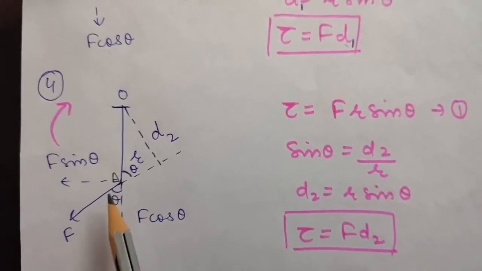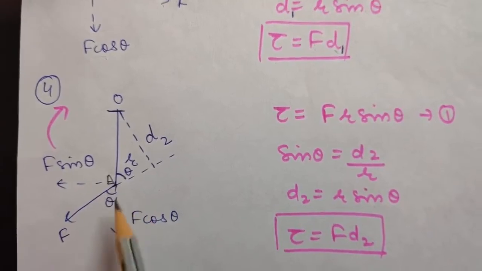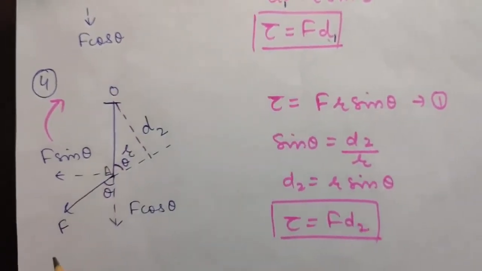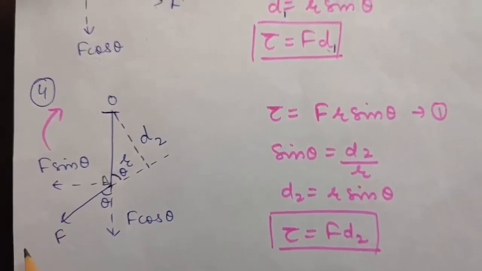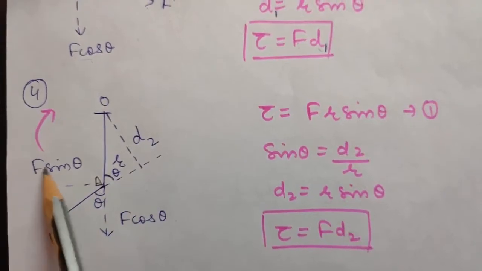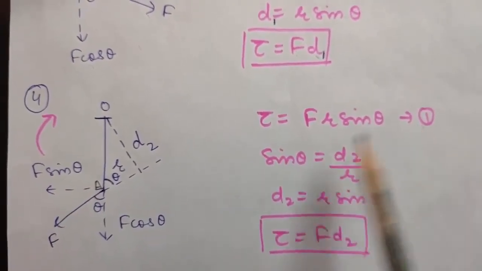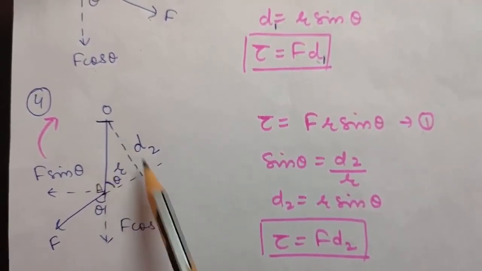Now, again in this case, a force is applied at an angle theta with the R, but now it is towards left side. In this case, it was towards right. In this case, it is towards left. So again, you can resolve F. This will be F cos theta. This will be F sin theta. Again, torque will be Rf sin theta. Mark it 1. Again, I have drawn a perpendicular here. Okay, so same thing is there.